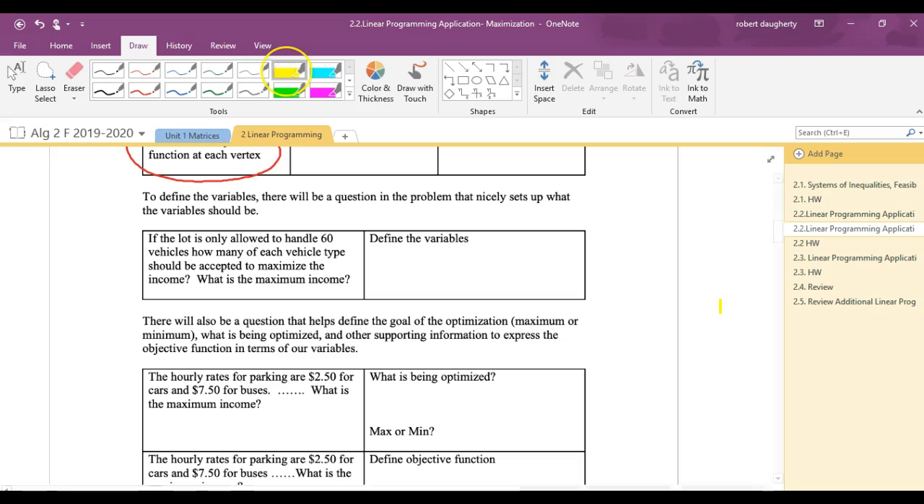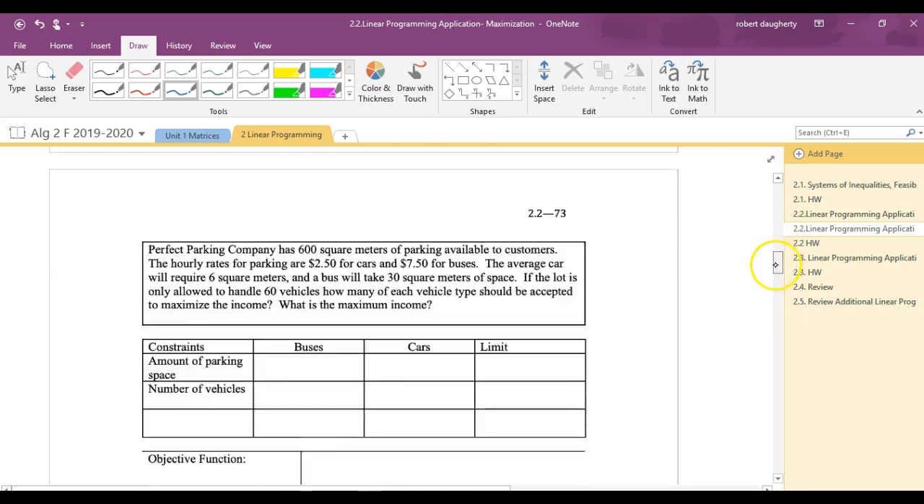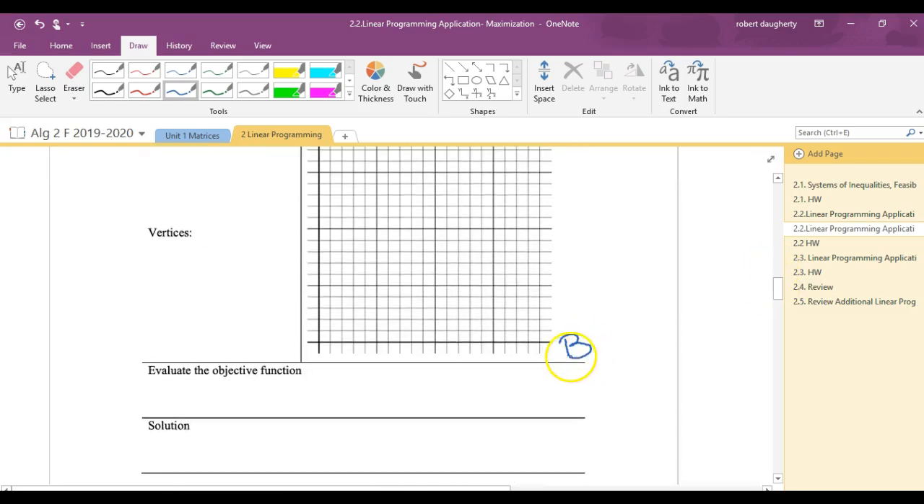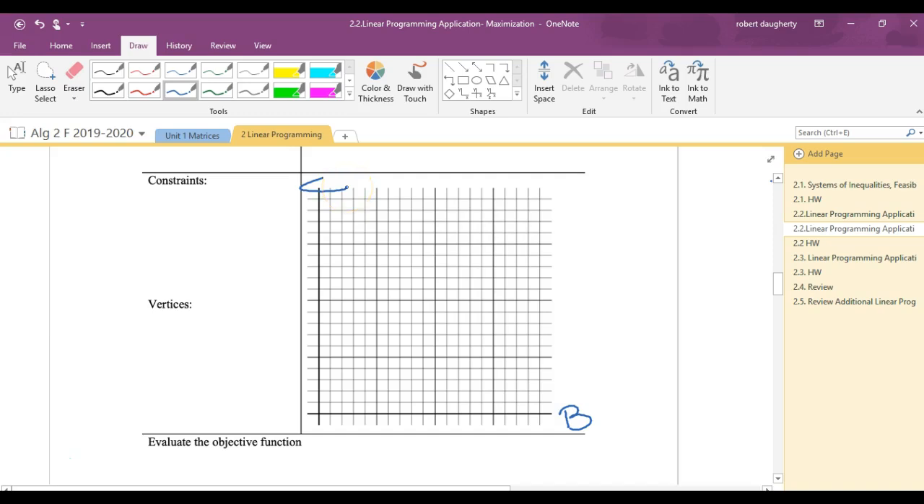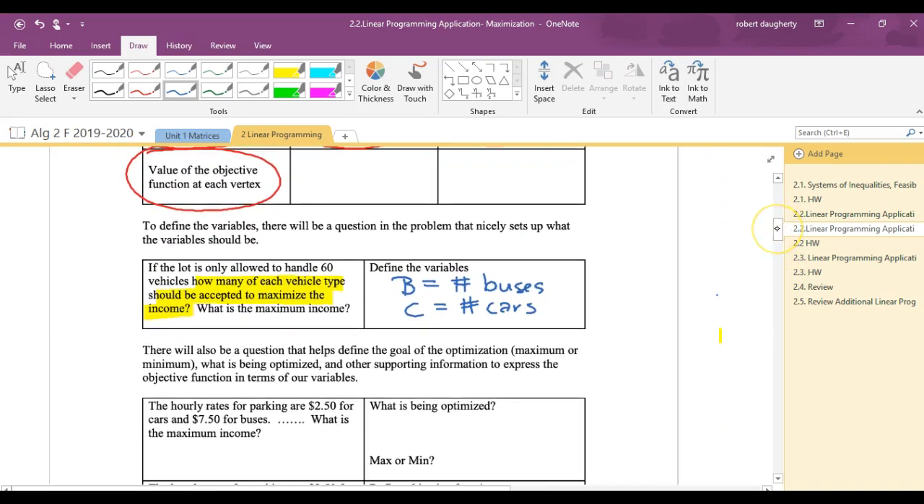So I've broken down this problem into several things. How many of each vehicle type should be accepted to maximize the income? So buses and cars. So B is equal to the number of buses, and C is equal to the number of cars. Now you could write C as the number of cars, B as the number of buses. You can pick different letters. I don't care what you do, but I want you to be very consistent. If you write B first and C second, I want you to go to your graph and write B and C, okay? So you will not get confused. If B is the first variable you write, then I want B to be first and C to be second.